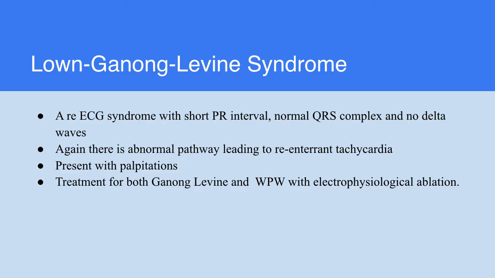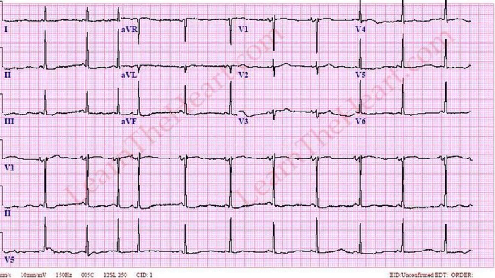There is also another syndrome known as Lown-Ganong-Levine syndrome, and this is just like the WPW syndrome, except for the fact that the QRS complexes are normal and there is no delta wave. So just you would find a short PR interval. This is the ECG, which is showing short PR interval, but no delta wave, no wide QRS complexes.